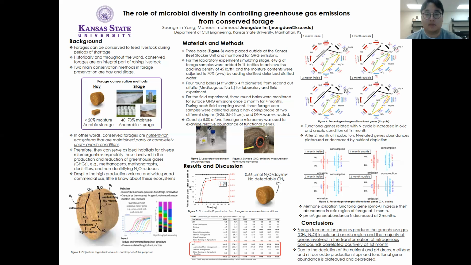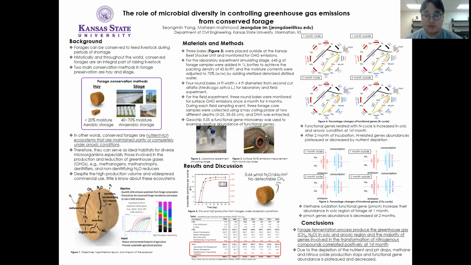And similar to this result, we could detect some nitrous oxide from the field study of the bay. We used these numbers and the annual production from Kansas. We can calculate how much nitrous oxide was produced from this hay bale, and we got almost 300 million metric tons of CO2 equivalent.